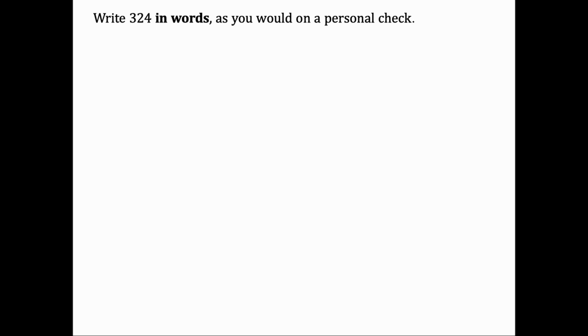Write the sequence of 324 in words as you would on a personal check. Start with the hundreds place. It's 300. Then include the sequence of 24, which doesn't have a one-word name, so instead we'll write 20-4.